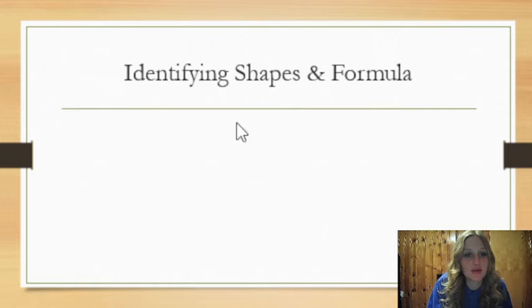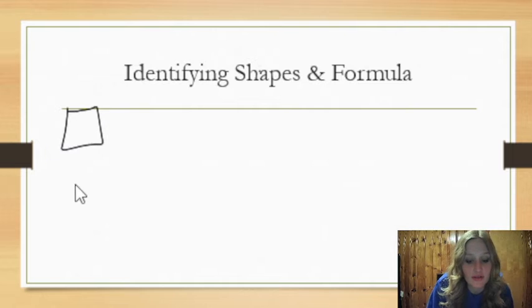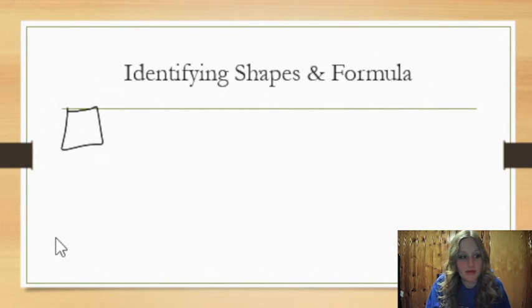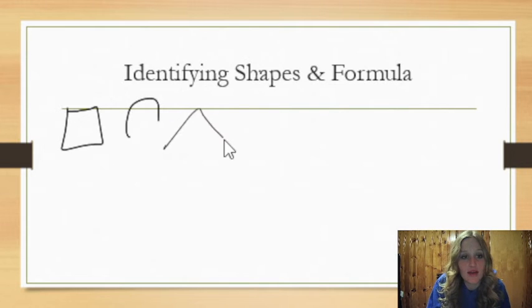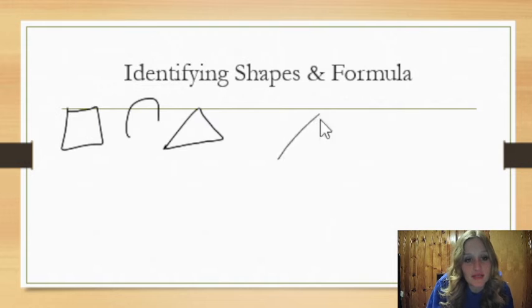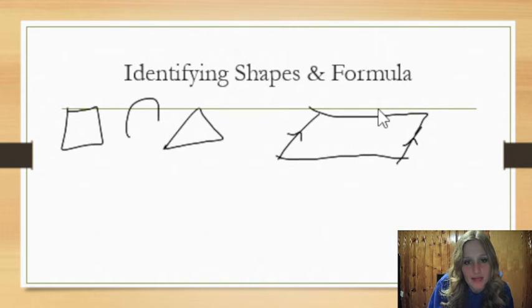So the next thing we're going to do is draw some shapes, and I'm going to better explain what these mean. Like I said, a polygon has to be a closed-sided figure. That means closed, no roundness, and it has to have at least three straight lines. A parallelogram looks like this. It's got two sets of parallel lines. Parallel lines means that they go on forever and never connect.